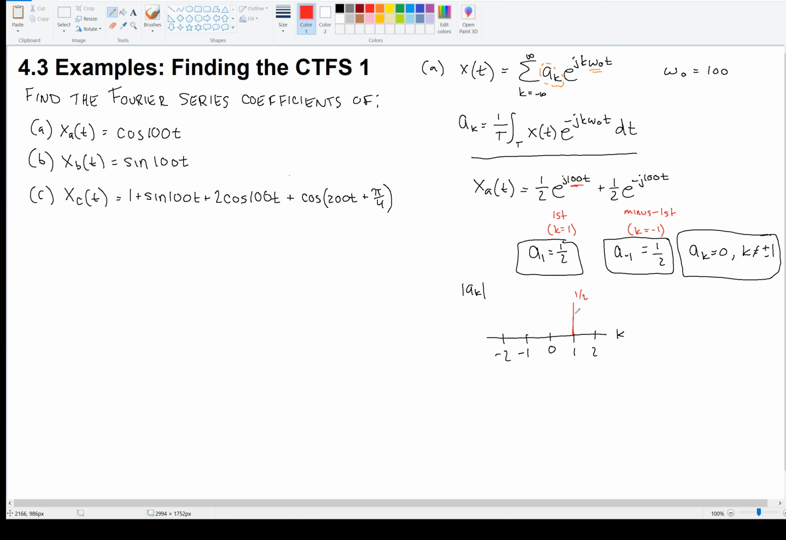Okay, and notice how I've drawn that as a bar, not with a dot, not a stem plot, but just a bar plot. This is usually done in Fourier analysis to distinguish between Fourier analysis and plotting a discrete time signal. So we're not going to make a stem plot with a dot up there. We're just going to make a bar. And similarly, the A minus 1 term has a magnitude of 1/2. Okay, and the rest are 0, so that's our magnitude plot. And our phase plot, well, our phase plot is a little ambiguous.